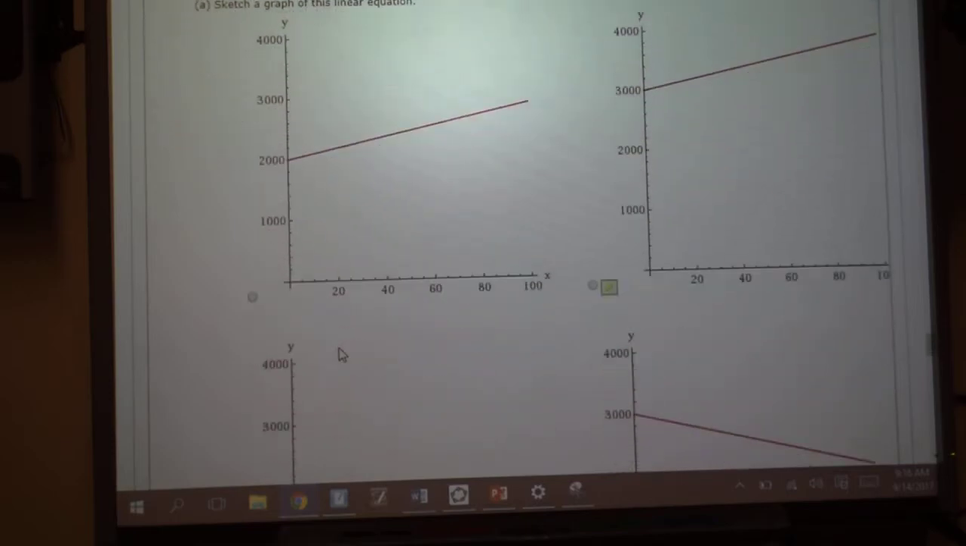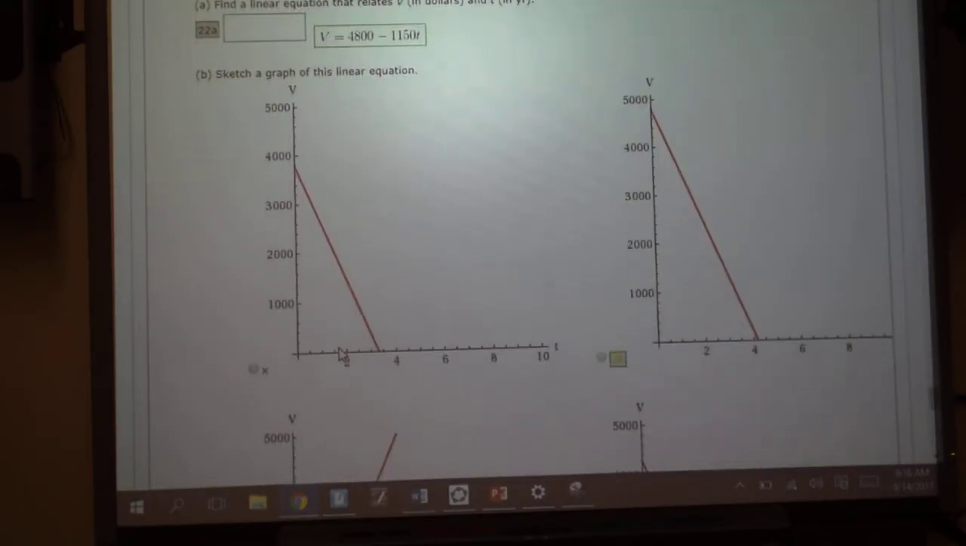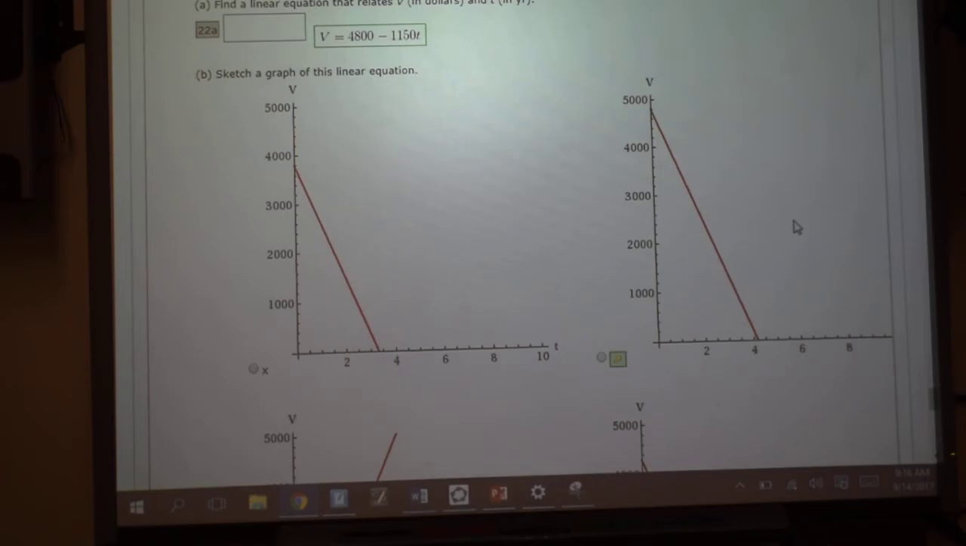22. Okay. So this one, I'm not gonna. This is the same one. I don't want to grab somebody else's numbers because the graph.